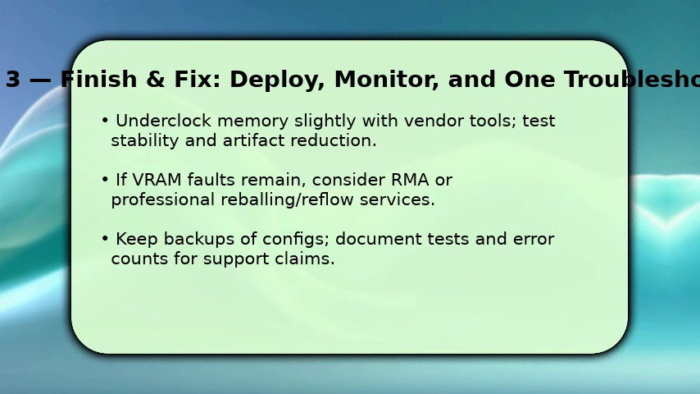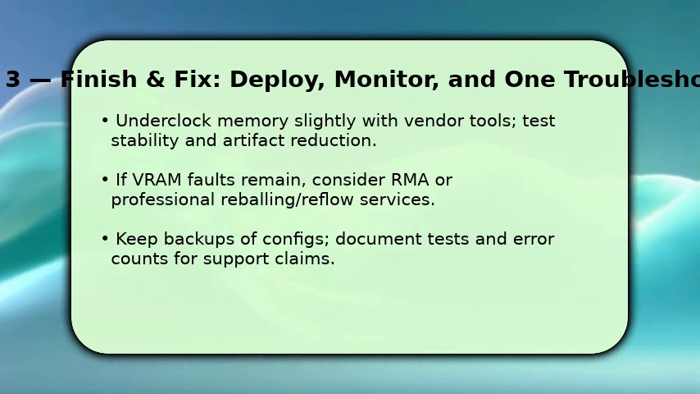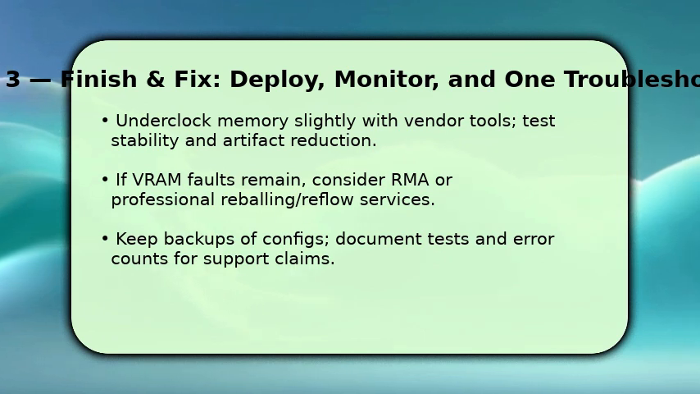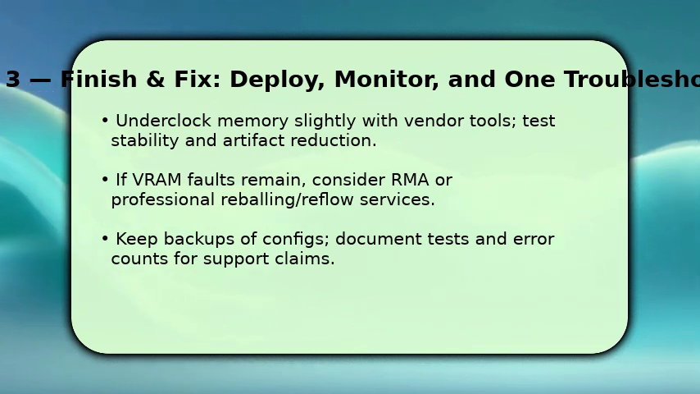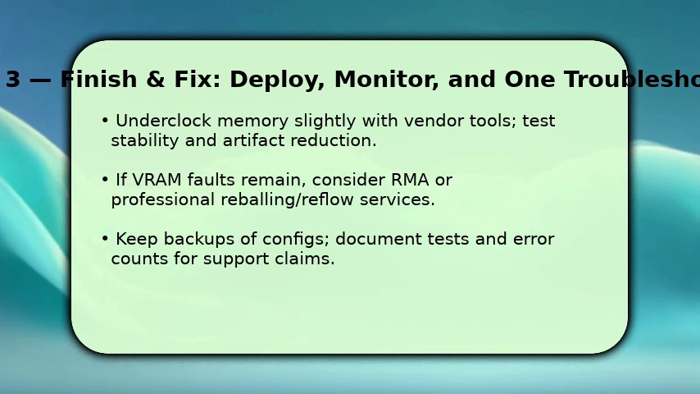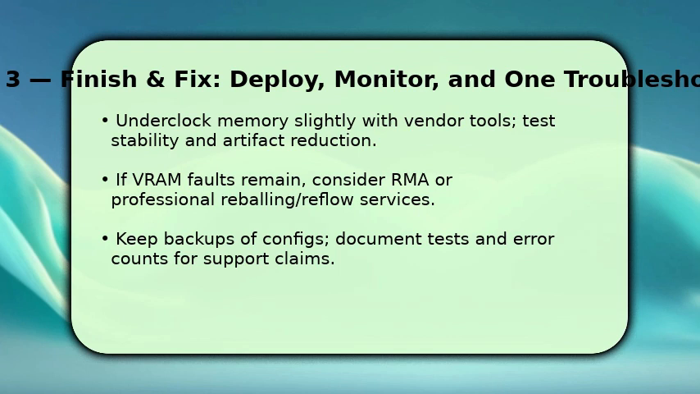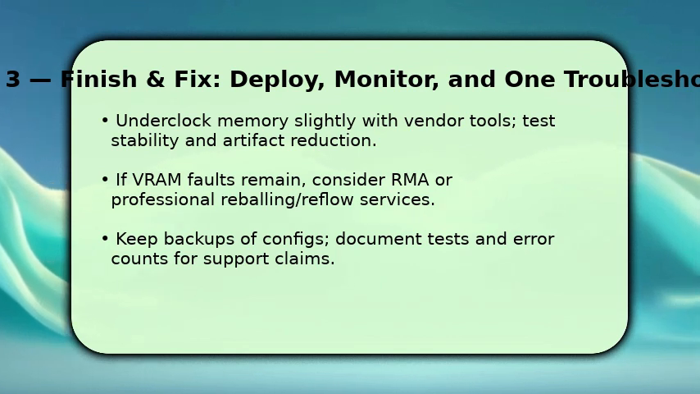If problems persist, persistent errors, visual corruption, or Windows memory faults, collect your logs and pursue RMA or specialist repair because permanent VRAM damage needs board-level service. Once done, preserve tested config backups and report error counts to support. If you get a replacement, use your documented steps to.